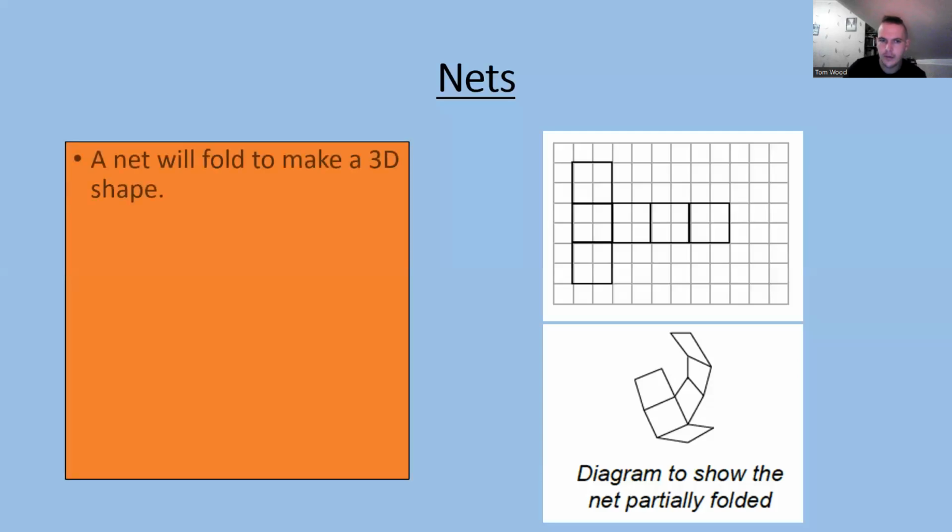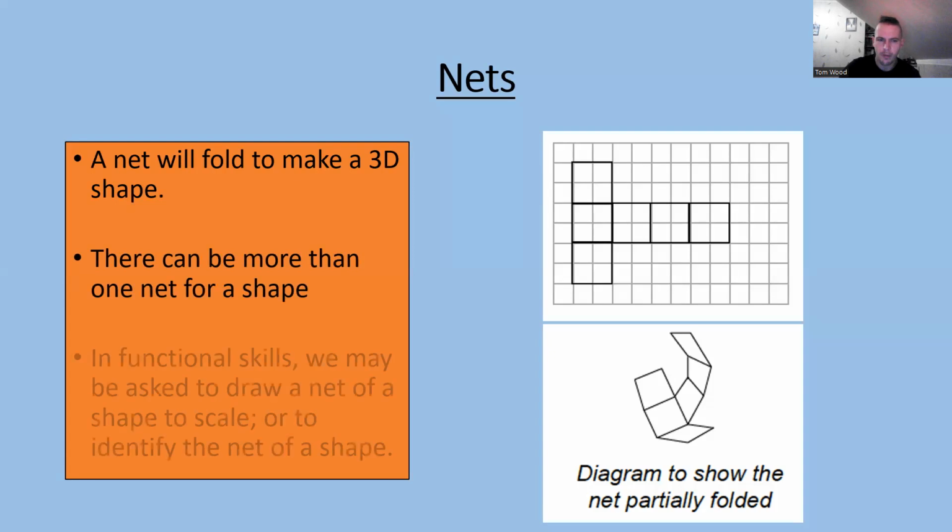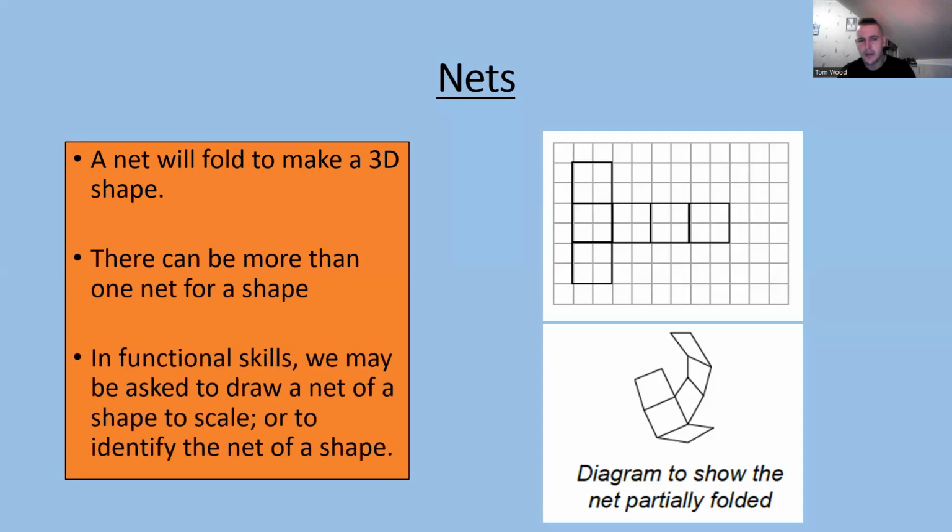If we're looking at nets as well, they do tend to ask these questions, more of a level 1 question, but it can pop up on either. A net is essentially just a 2-dimensional drawing of something that can fold in a certain way to make a 3-dimensional shape. There can be more than 1 net for each shape. And in functional skills, we may be asked to draw a net of a shape to scale, or to identify what the net is of a shape.